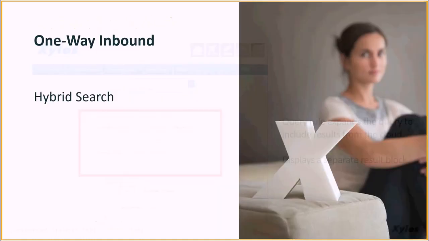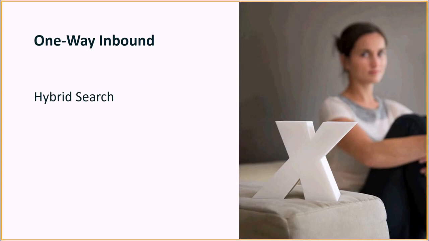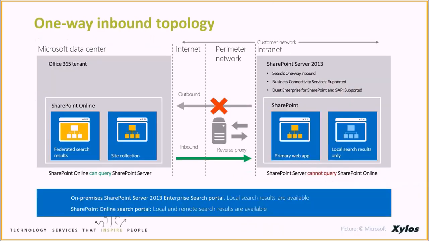Another thing is just the other scenario. It's called one-way inbound hybrid search, and that's just the other way around. So you still have your SharePoint Online tenant, you still have your SharePoint on-premises installation, but we're doing it the other way around. That means we still have two search engines, one online and one on-premises. But this time we are issuing a search query on the left-hand side, in the Microsoft Data Center in your SharePoint Online tenant, and we're trying to get results from SharePoint on-premises.